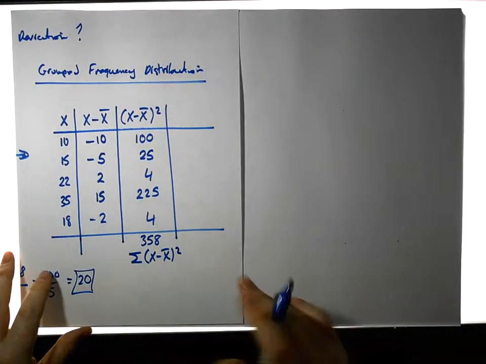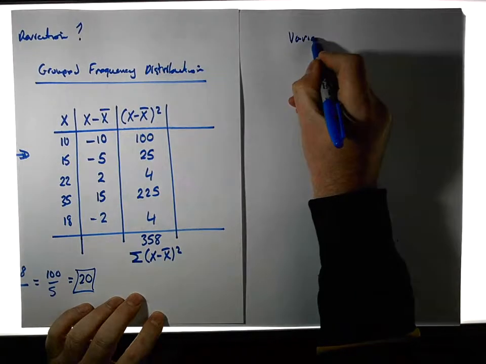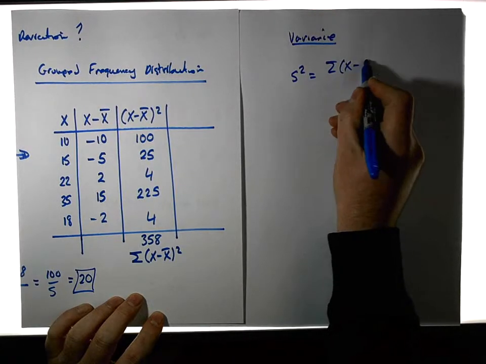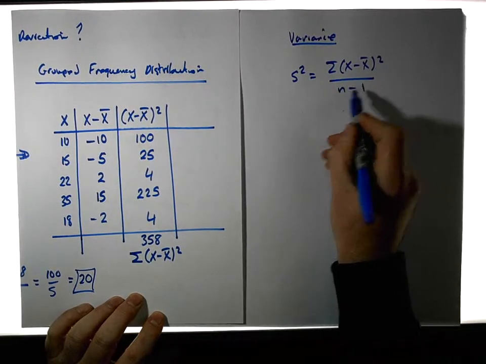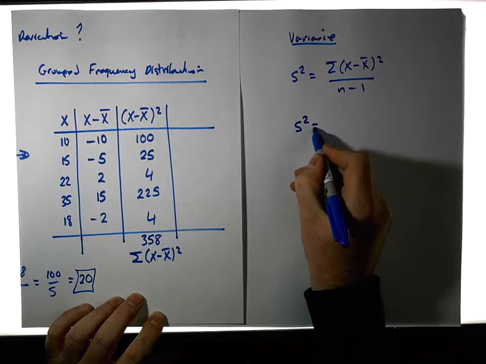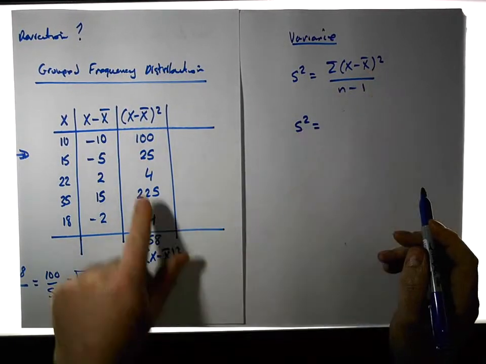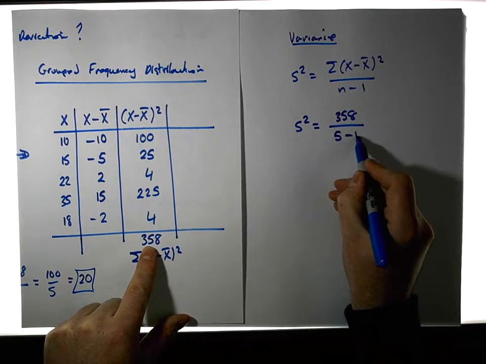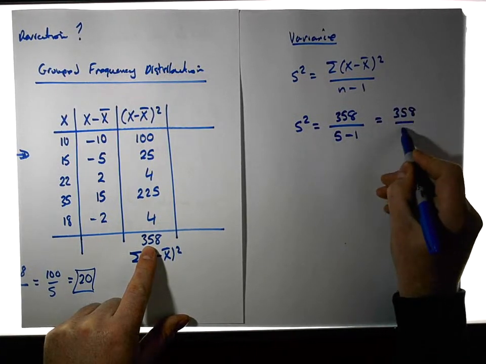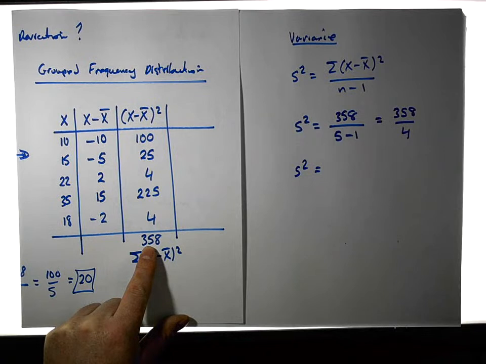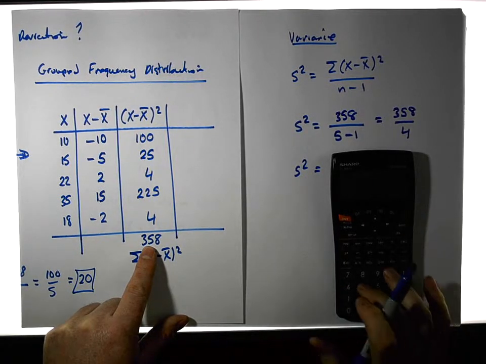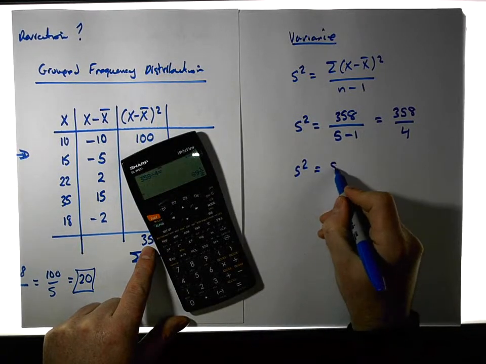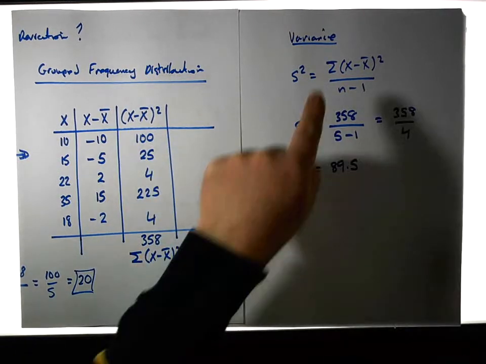So what we have now is the variance. The variance, s squared, is the sum of the x's minus the x bar squared all over n minus 1. So in our case, s squared is equal to the sum of the x minus the x bar squared, which is 358, over n, which is 5, the sample size, minus 1. So that gives us 358 over 4, and we just do the division. So 358 divided by 4 gives us a value of 89.5. So it's approximately 89.5. That's the variance.